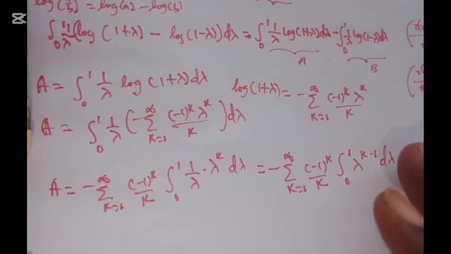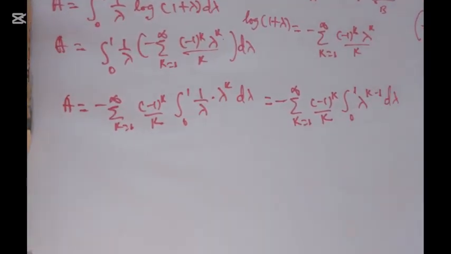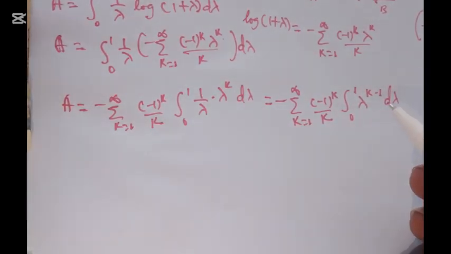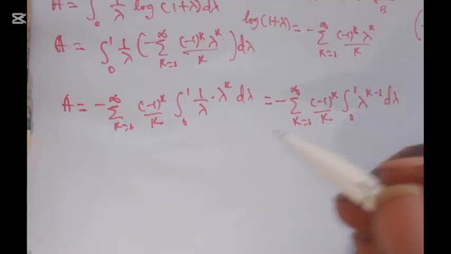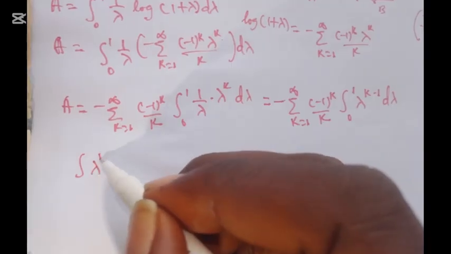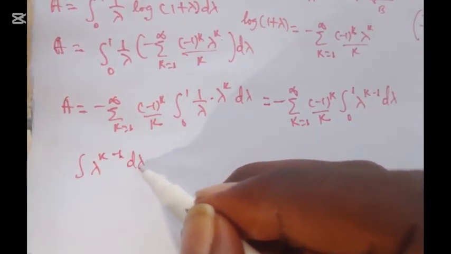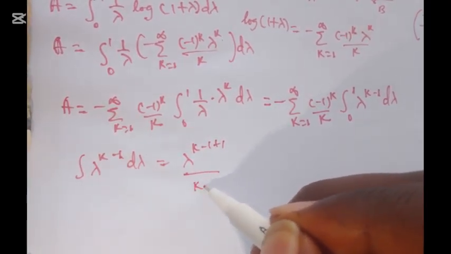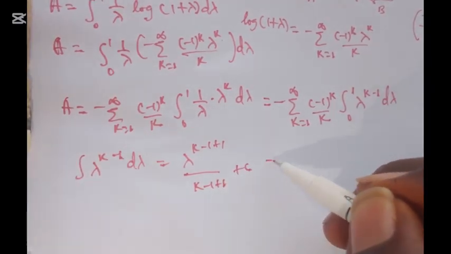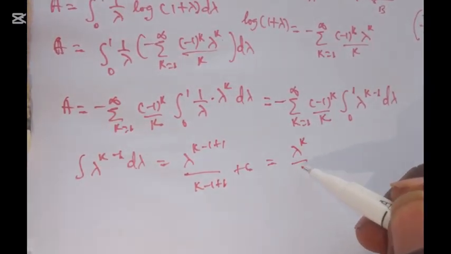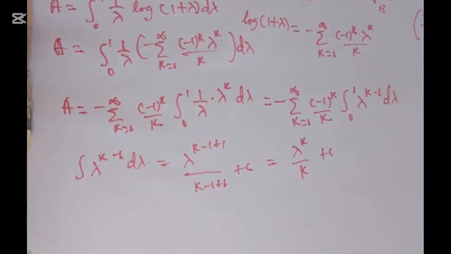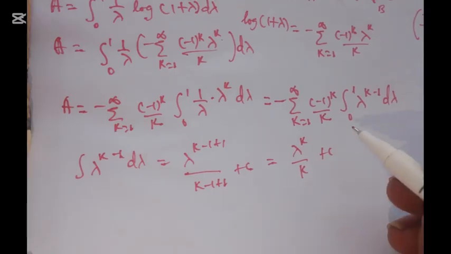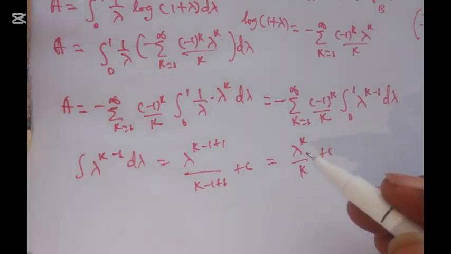Now, if you solve this elementary integral, the integral of λ^(k-1) dλ will give you λ^((k-1)+1) over (k-1)+1, then you add your plus c, which is now λ^k over k plus c. But here we have a limit from 0 to 1, so just apply your limit. When it is 1, you have 1 over k, and when it is 0, that will be 0.